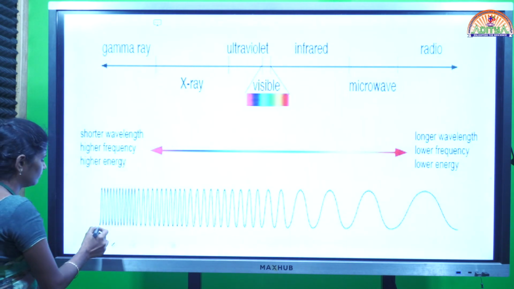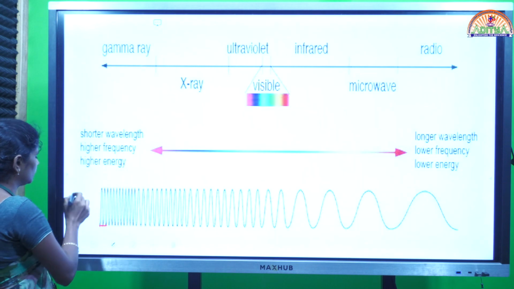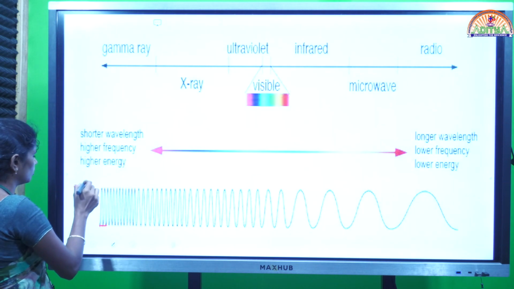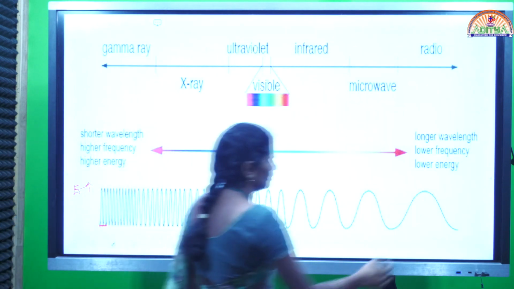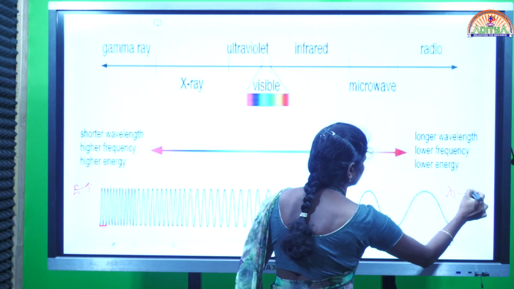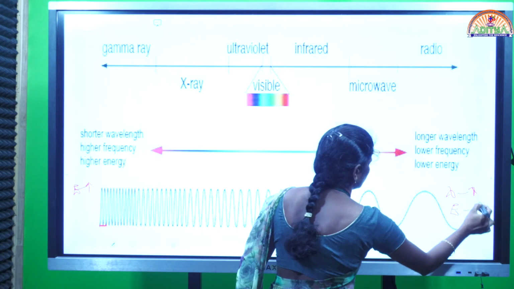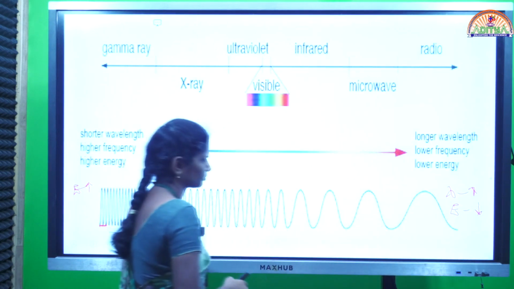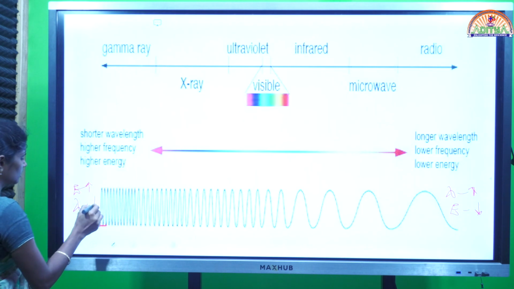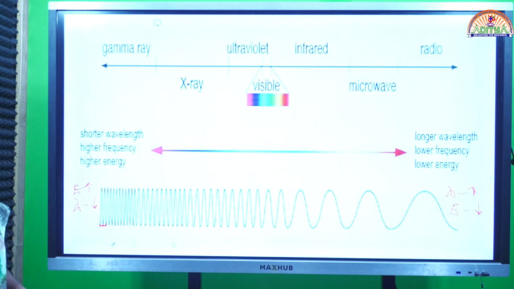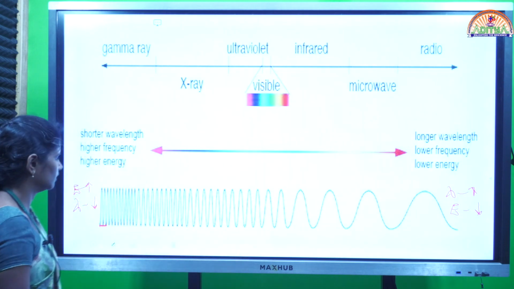As you can see here, where the wavelength is very small, they have more energy. And if you see here, the wavelength is more and the energy will be less. So when the wavelength is less, the energy will be more, and when the wavelength is more, the energy will be less.